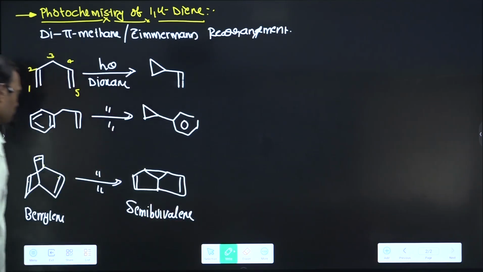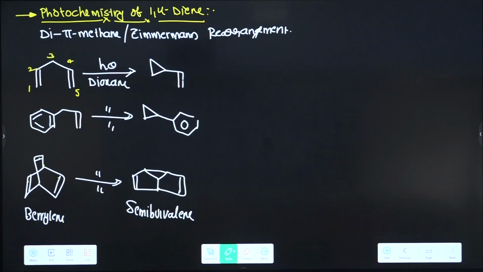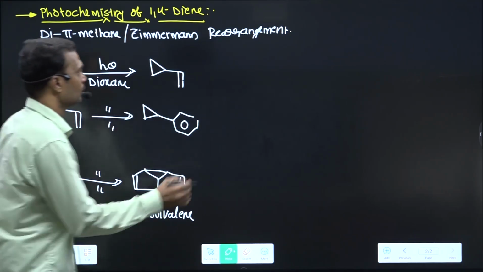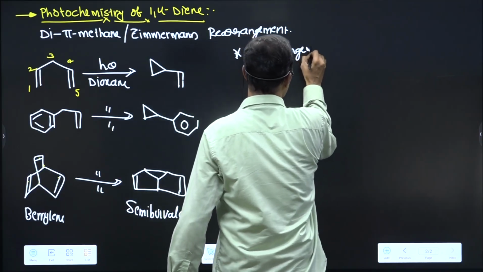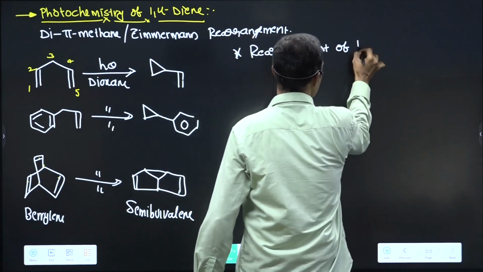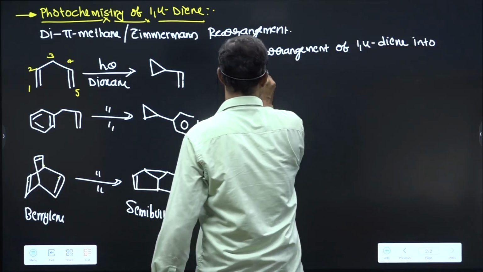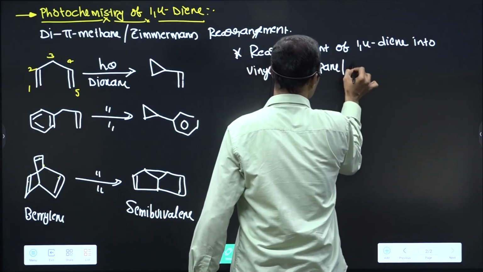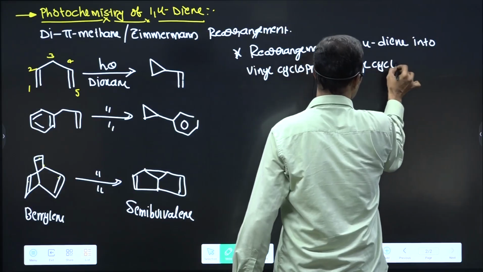This is semibullvalene and this is called barrelene. Barrelene converts into semibullvalene. Photochemical di-pi-methane rearrangement, also called Zimmermann, Z-I-M-M-E-R-M-A-N-N. Zimmermann rearrangement. Here you write: rearrangement of 1,4 diene into vinyl cyclopropane or aryl cyclopropane. It may be vinyl or aryl cyclopropane.